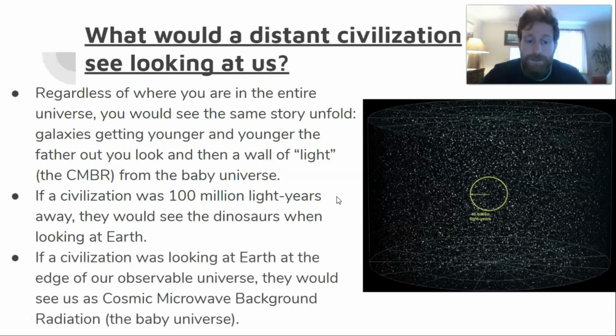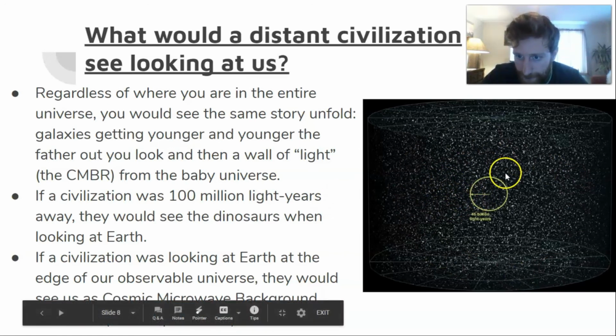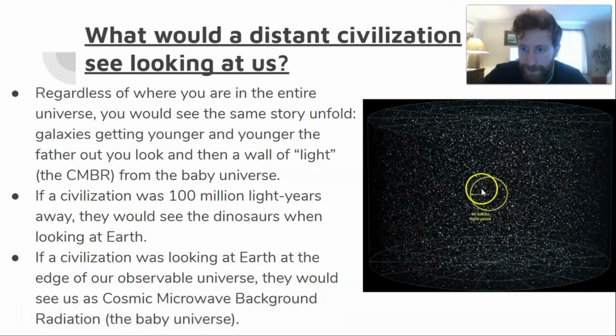If a civilization was all the way out at the edge of our observable universe, looking at Earth, when they looked back at us, they would see not planet Earth, not even our solar system, they would see the cosmic microwave background radiation. They would see that glow of the baby universe. So think about wherever you drop yourself in this grand universe, you would have this same sphere that is your observable universe. And so if we drop that distant civilization at the edge of our observable universe, then we would become the edge of their observable universe.